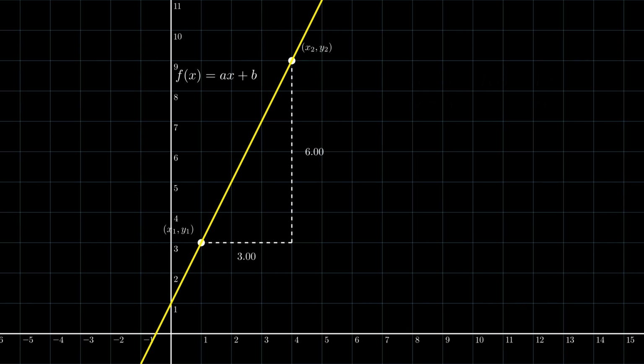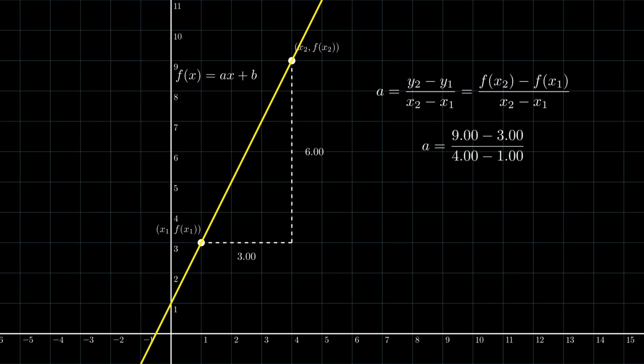To calculate the slope of the curve, which we denote by a, we take the change in y divided by the change in x. Since we are working with a function f, we often write the points as x1, f(x1) and x2, f(x2). If we plug in the values, for example 9 minus 3 in the numerator and 4 minus 1 in the denominator, we get a equals 2. This means that for every step we take in the x direction, the y value increases by 2.